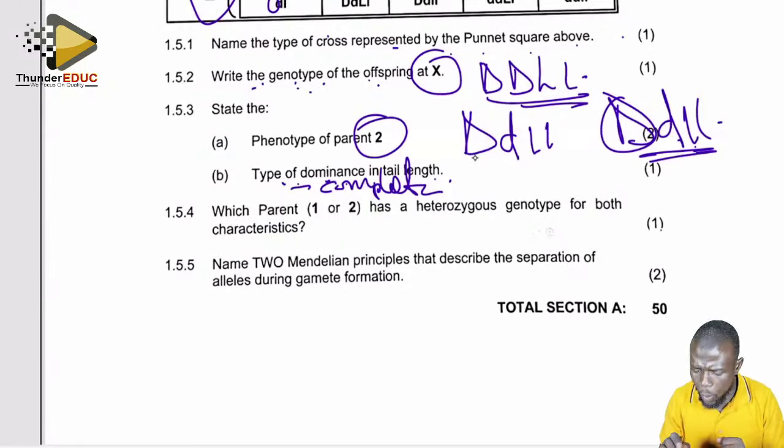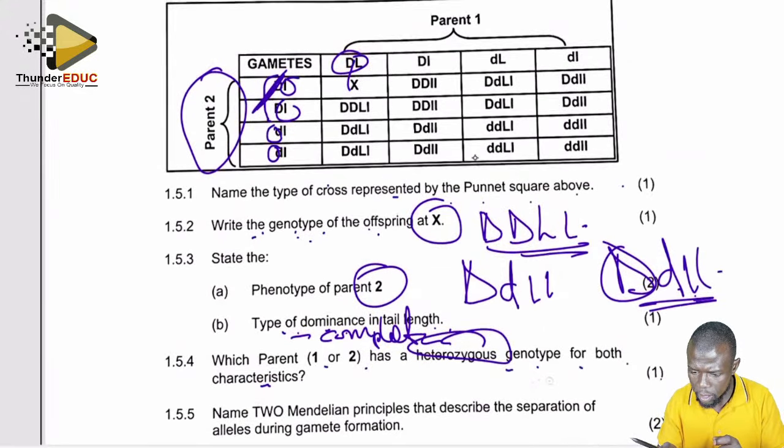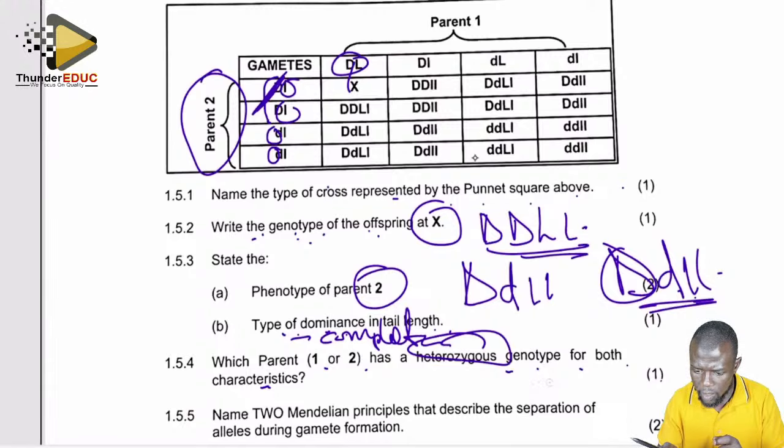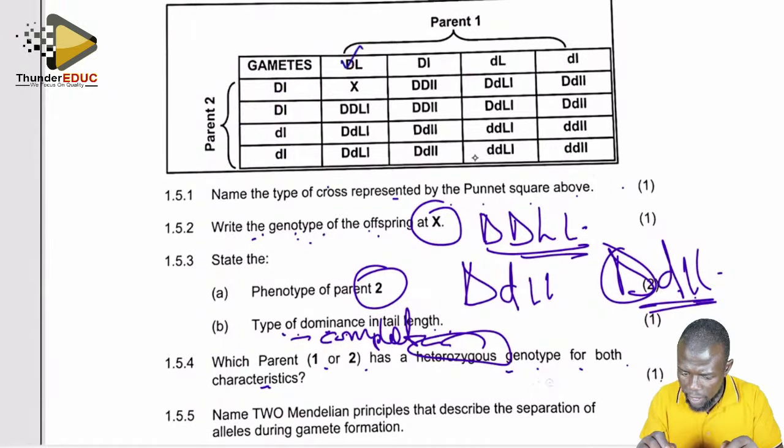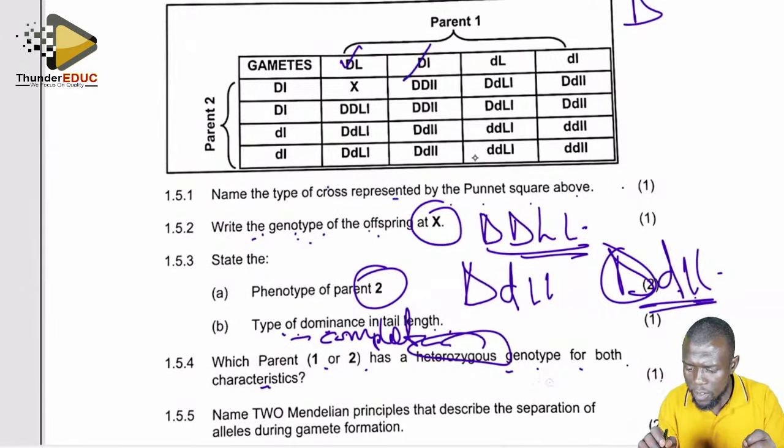Which parent, one or two, has the heterozygous genotype for both characteristics? They're saying heterozygous. I see it is parent one. You know why? Let's find out. Here I have capital D, I write the capital D. Do I have capital D again? Yes. So I cancel it out. Do I have a small d? Yes. So I write small d. I don't write the d again.